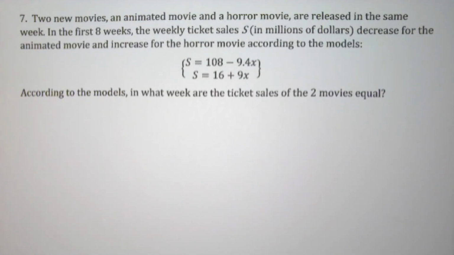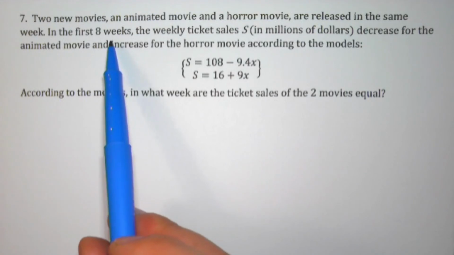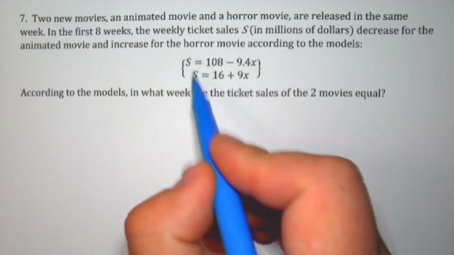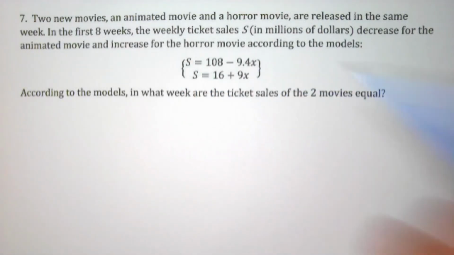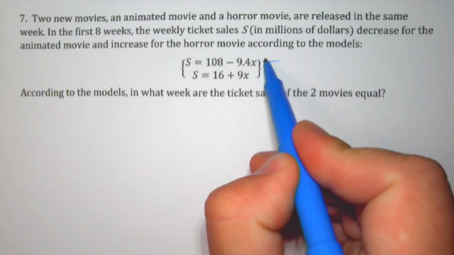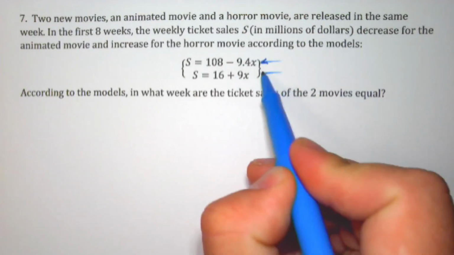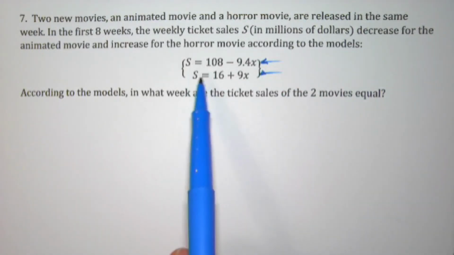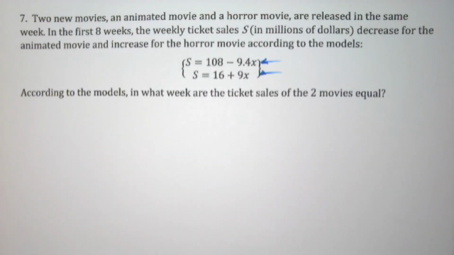So we have two new movies that came out, an animated movie and a horror movie, and they're released in the same week. In the first 8 weeks, the weekly ticket sales, S, are given by a system for each, decreasing over time, because people aren't going to see it as much, but it gives us that model. So we have one of our movies represented in the top equation, one in the bottom, and that's an equation representing the total sales in those first few weeks.